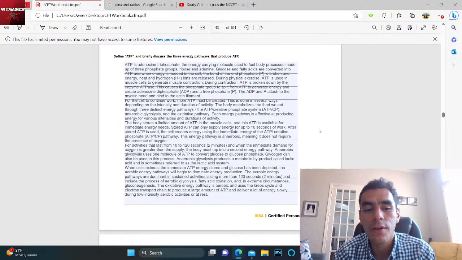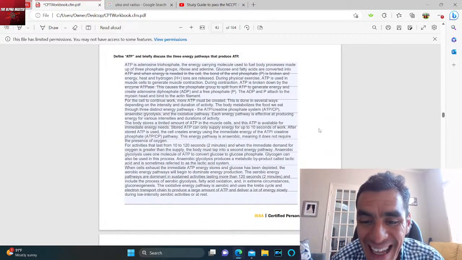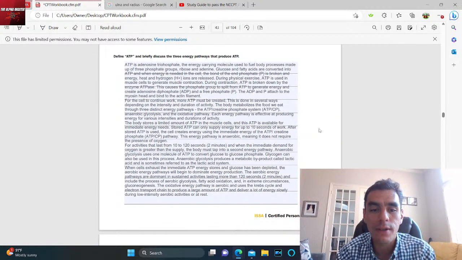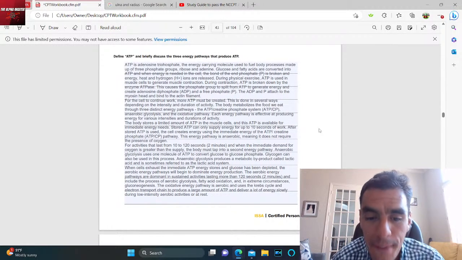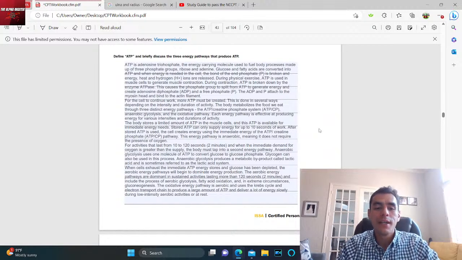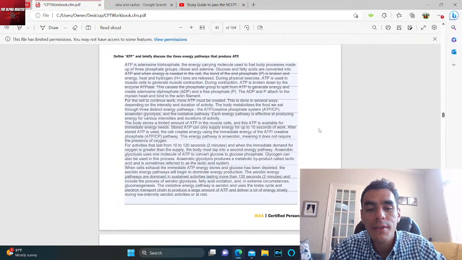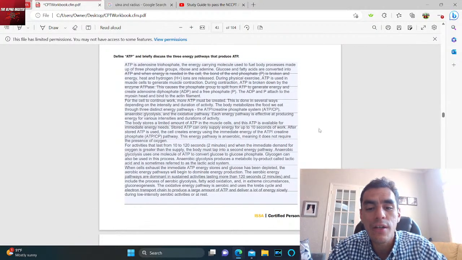Anaerobic glycolysis produces a metabolic byproduct called lactic acid, and is sometimes referred to as the lactic acid system. When cells exhaust the immediate ATP energy stores and glucose has been depleted, the aerobic energy pathways will begin to dominate energy production.